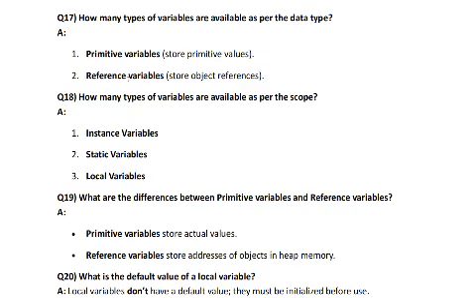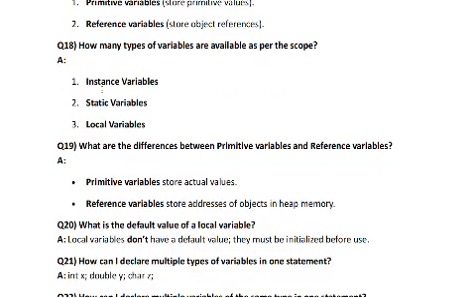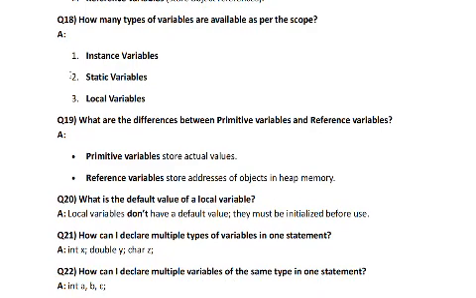Next, coming to the 18th question, how many types of variables are available as per the scope? As per the scope, there are three types of variables available: instance variable, static variable, and local variable. These are the three types.